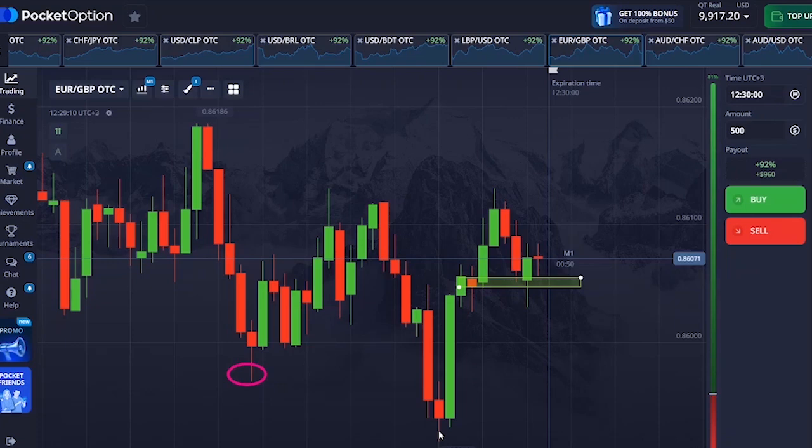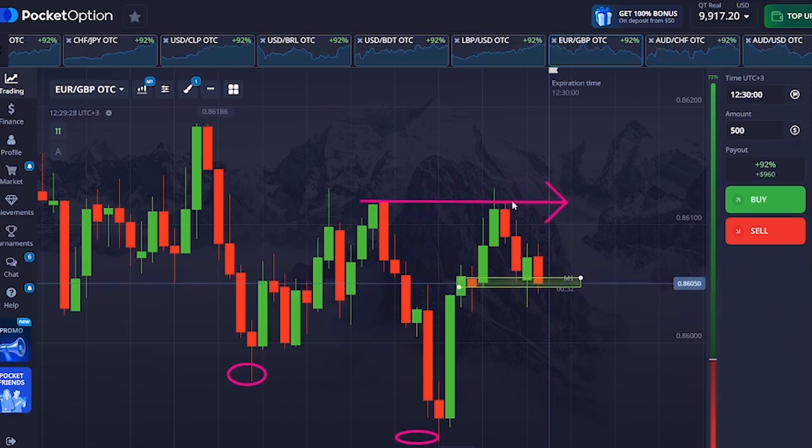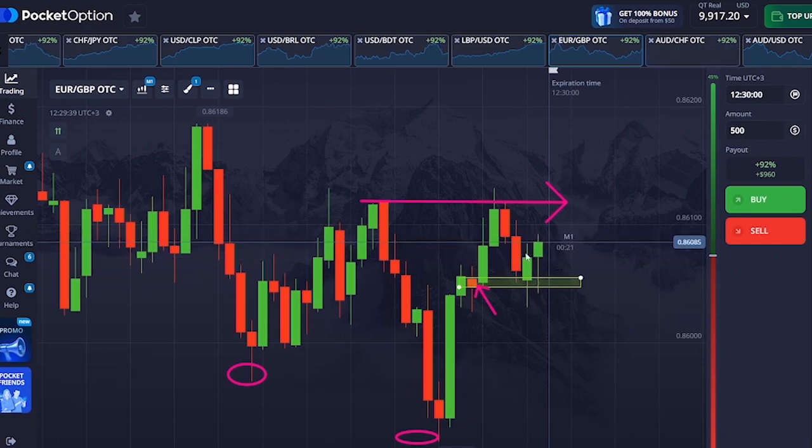Okay, right here we have these 2 bottoms creating for us a double bottom. Okay, it doesn't have to be perfect, like it doesn't have to be a straight line. So we have these 2 double bottoms, and then we broke the neckline with this wick right here. So once the market came down to our demand area, I took a trade with the buyers for 1 minute. It was a winning trade.